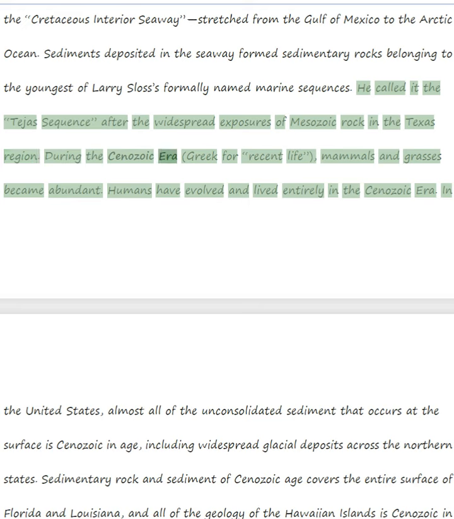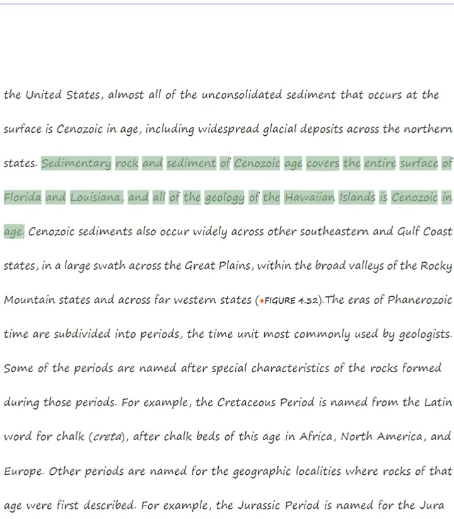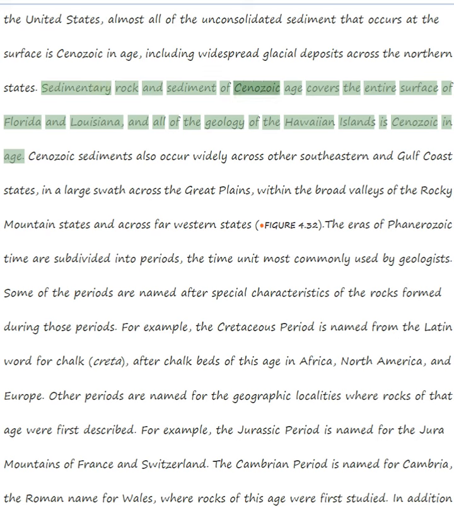During the Cenozoic era, mammals and grasses became abundant. Humans have evolved and lived entirely in the Cenozoic era. In the United States, almost all of the unconsolidated sediment that occurs at the surface is Cenozoic in age, including widespread glacial deposits across the northern states. Sedimentary rock and sediment of Cenozoic age covers the entire surface of Florida and Louisiana, and all of the geology of the Hawaiian Islands is Cenozoic in age.